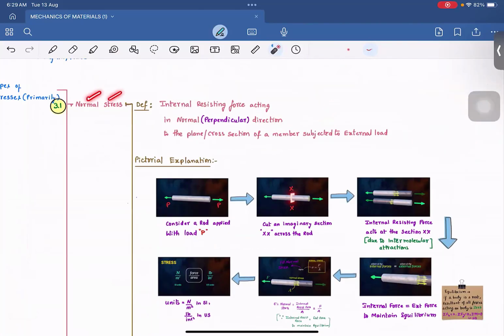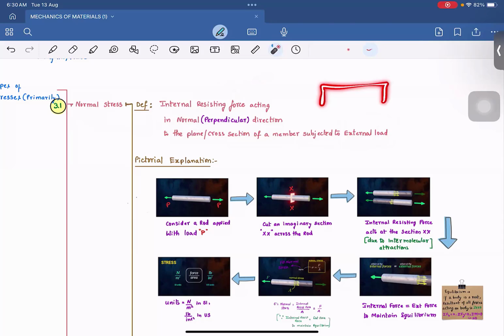Normal stress is also a stress, so obviously it is an internal resisting force. This is an act of nature. It is acting in the normal direction. The word normal in science terms means perpendicular direction. So it acts in the perpendicular direction to the plane or cross section of a member subjected to external load.